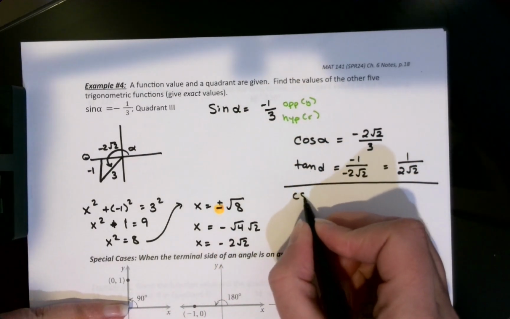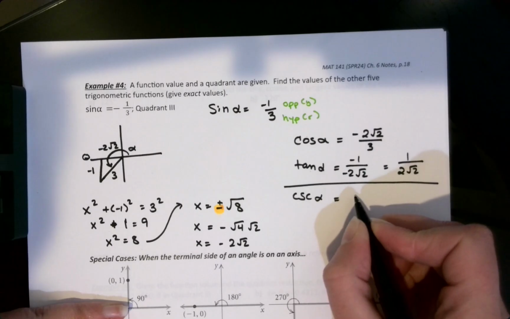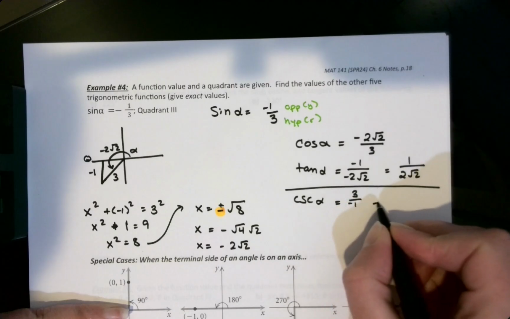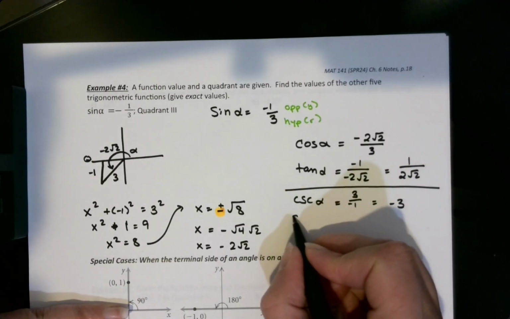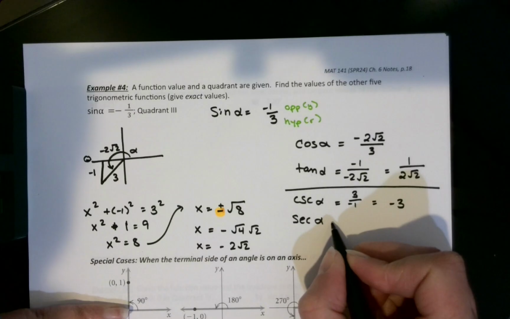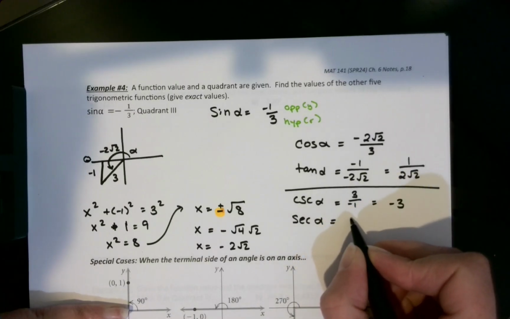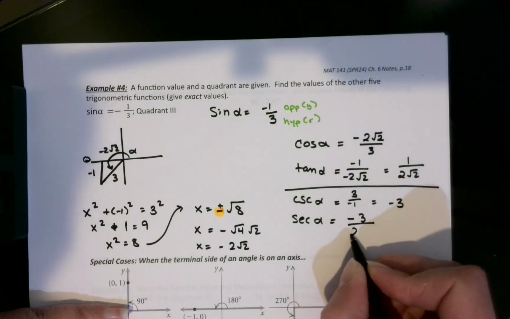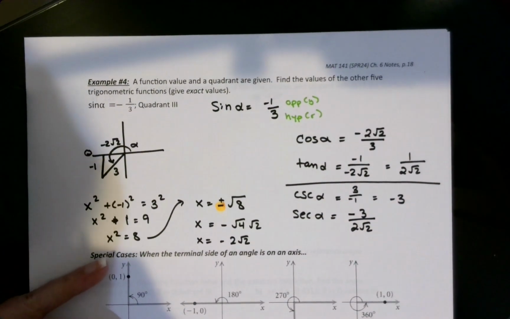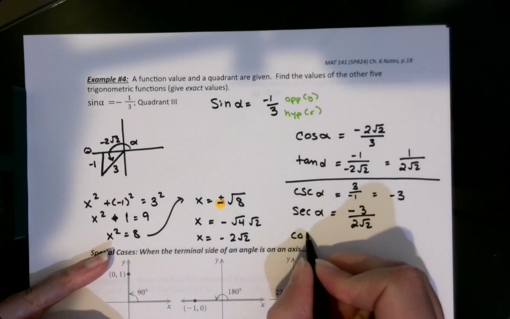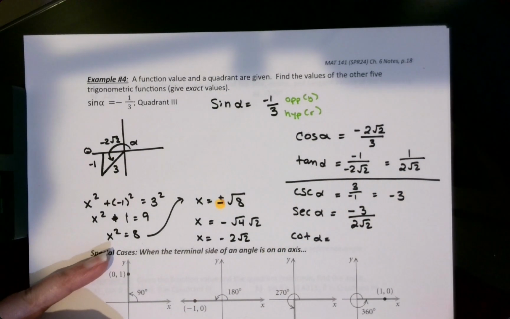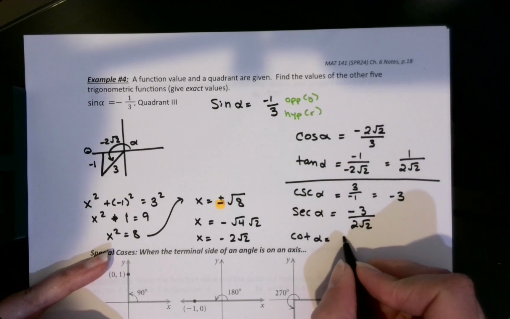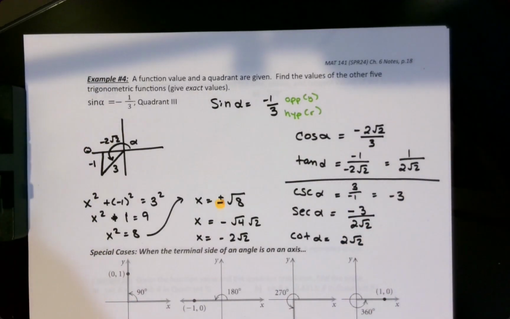So let's go for the cosecant of alpha. That will be, flip this to 3 over negative 1, or negative 3. The secant of alpha, flip this to, I'm going to go ahead and write the negative still on the top. So negative 3 over 2 square root of 2. Again, it could be rationalized if needed. It's not needed on paper. And then let's flip this one. I'm going to flip it from the positive version since the two negatives are going to cancel again. So it's going to be 2 square root of 2 over 1, or just 2 square root of 2.